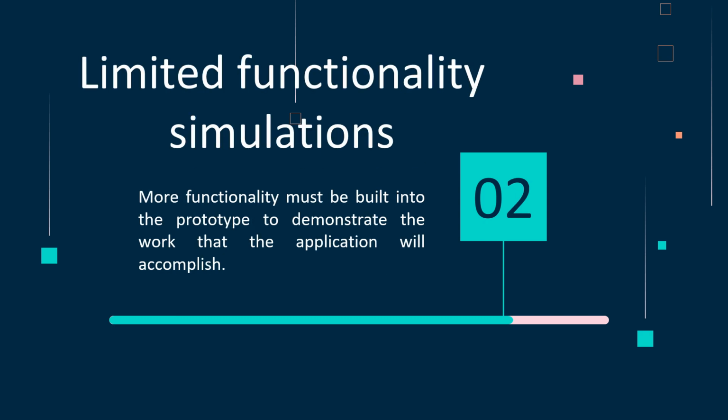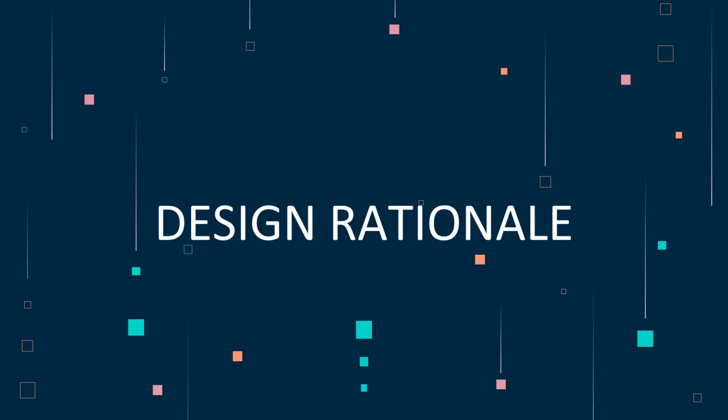Limited functionality simulations. More functionality must be built in the prototype to demonstrate the work that the application will accomplish. Storyboard and animation techniques are not sufficient for this purpose, as they cannot portray adequately the interactive aspect of the system. To do this, some portion of the functionality must be simulated by the design team. Decision rationale. Decision rationale is the explicit listing of decisions made during a design process and the reasons why those decisions were made.